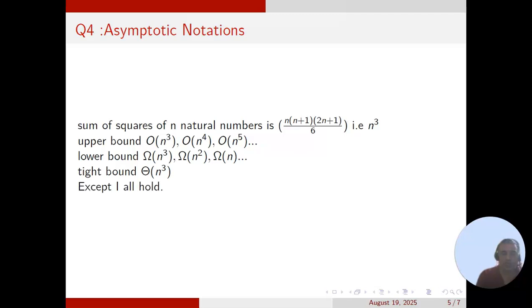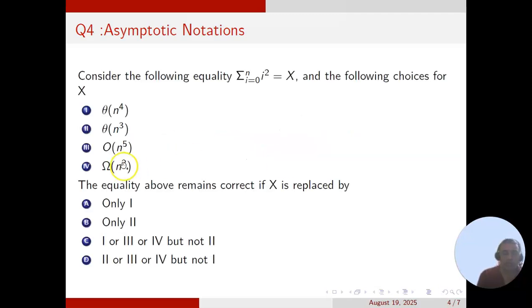Now the answer is: except the first option, the remaining all hold, because theta of n cube holds, big O of n power 5 holds, omega of n square holds, because n square is less than n cube, n power 5 is greater than n cube, and n cube is equal to n cube. So we can easily see that the answer is D.